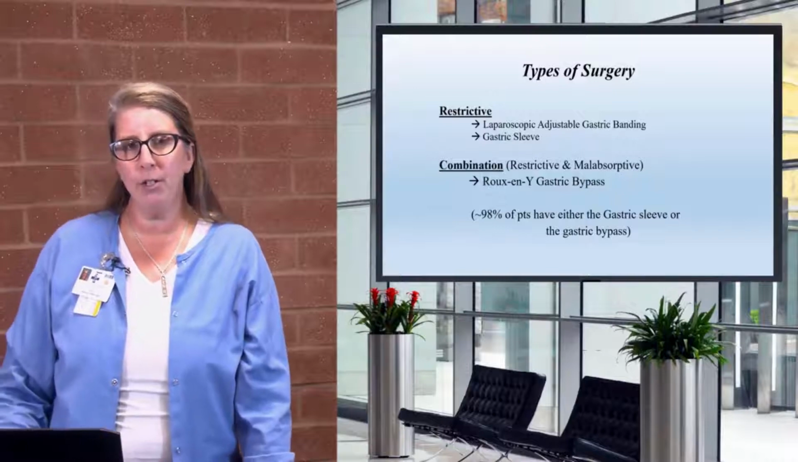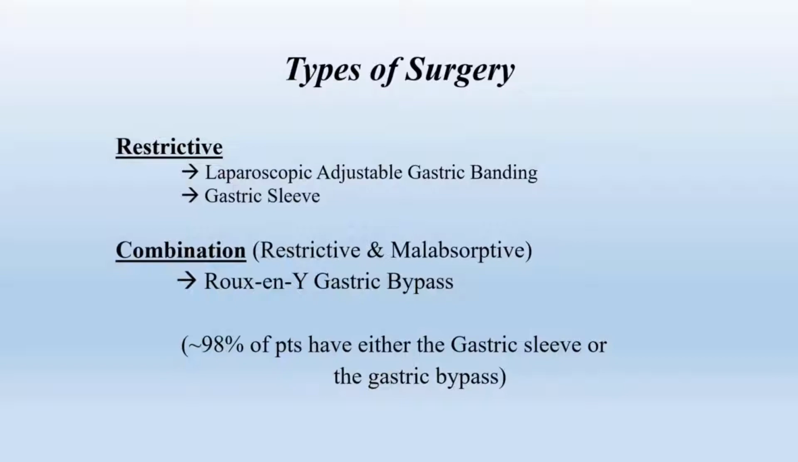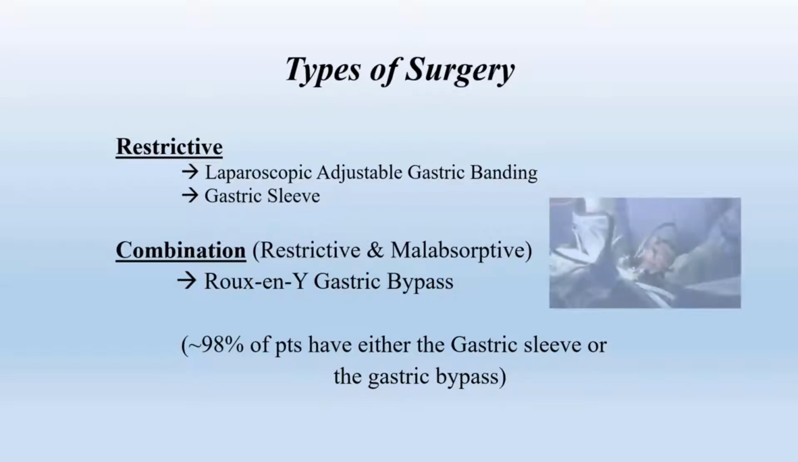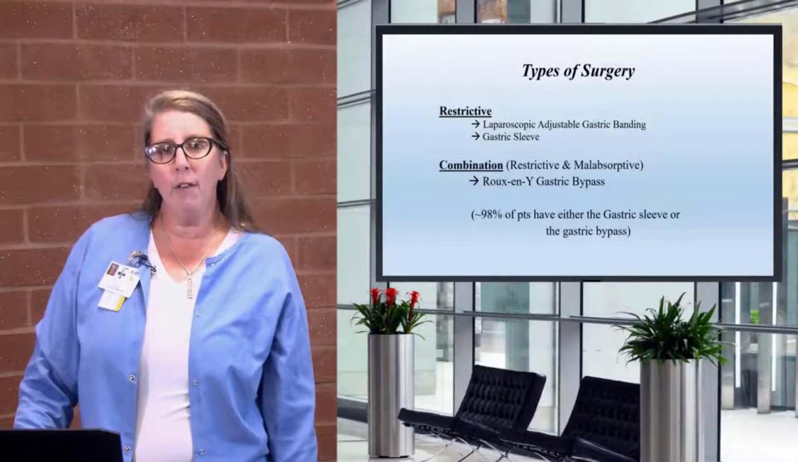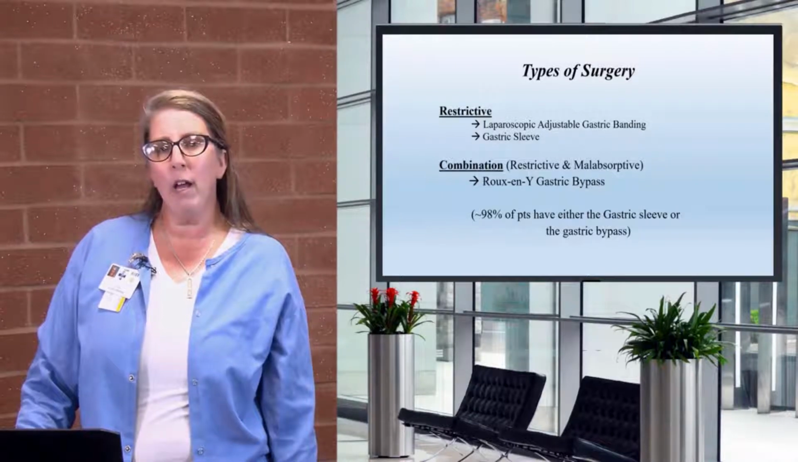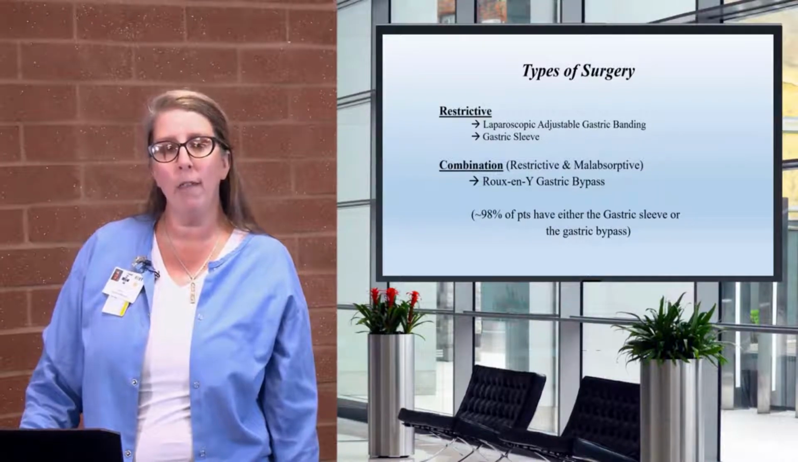So the first 2 procedures here are our restrictive procedures. The gastric band, some people have heard of the lap band, and then the gastric sleeve, also known as the sleeve gastrectomy. Those are, again, our restrictive procedures. Our combination procedure, which means it's restrictive and also slightly malabsorptive, is the Roux-en-Y gastric bypass. 98% of our patients either have the gastric sleeve or the gastric bypass. Only a couple % of our patient population has the gastric band, and we'll talk about why that is in just a moment.